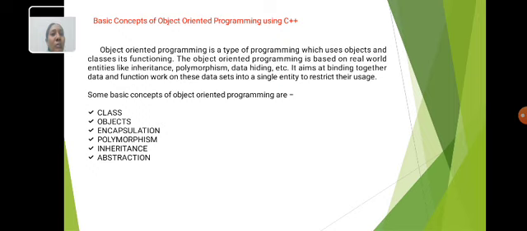Basic concepts of object-oriented programming using C++. Object-oriented programming is a type of programming which uses objects and classes in its functioning. It is based on real-world entities like inheritance, polymorphism, data hiding, etc. It aims at binding together data and the functions that work on this data into a single entity to restrict their usage. Some basic concepts of object-oriented programming are: first class, second objects, third encapsulation, fourth polymorphism, fifth inheritance, and last abstraction.